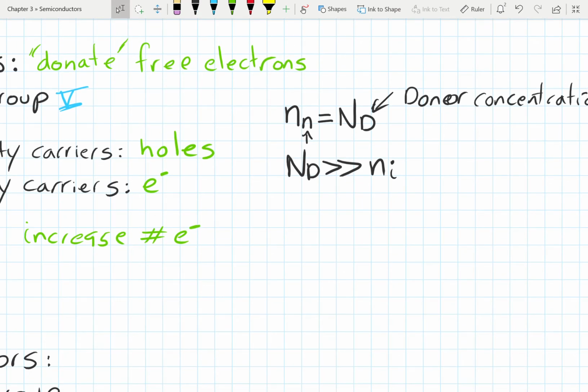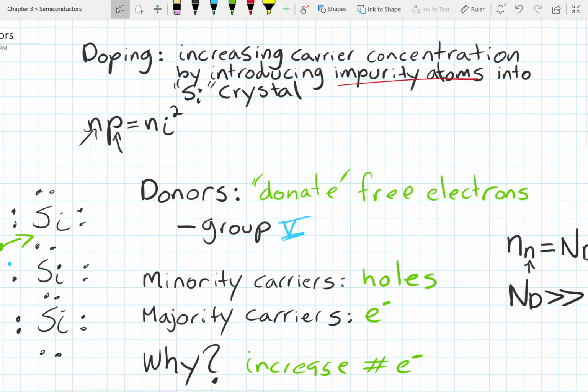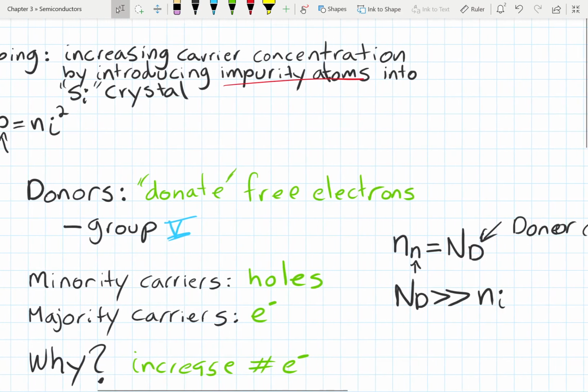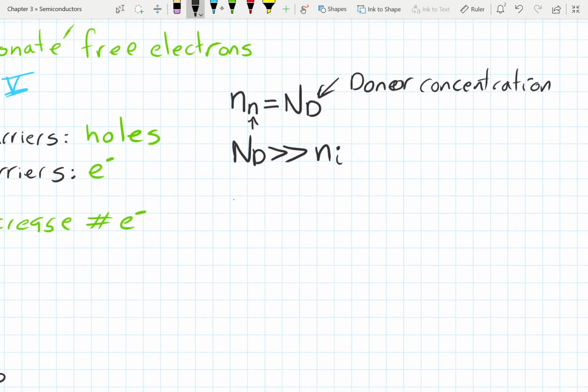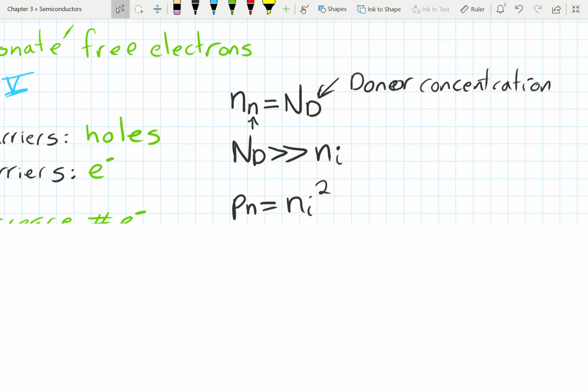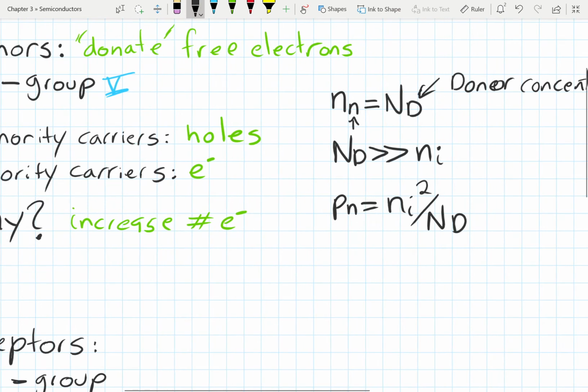So this translates to, looking at a similar equation like the one that we have right here, if you want to find the number of holes, again, the subscript n is for N-type, you're going to have that p_n is equal to n_i squared over the number of donor atoms that you have.